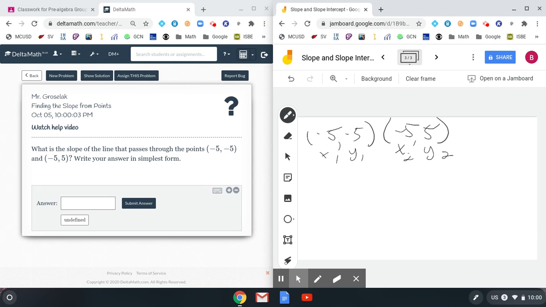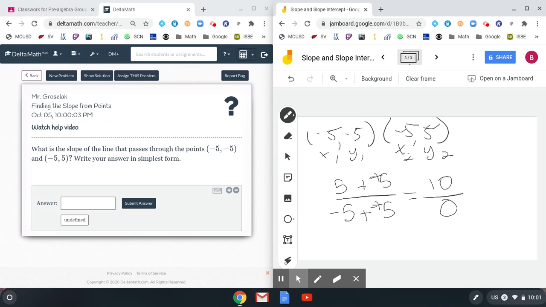So if I plug it into my formula, I've already done an example, so I'm not going to rewrite the formula. I'm just going to go ahead and plug right in. So my y2 is 5 minus my y1 is -5 over my x2 is -5. My x1 is -5 as well. So now I just need to do some subtraction. Remember, 5 minus -5 turns into 5 plus 5, which is 10. On the bottom, I've got -5, now plus 5, which is 0.